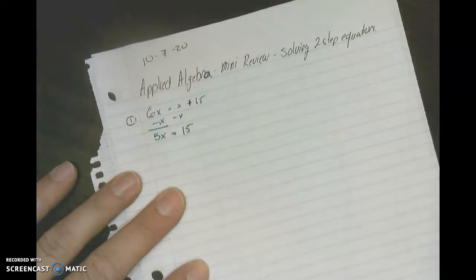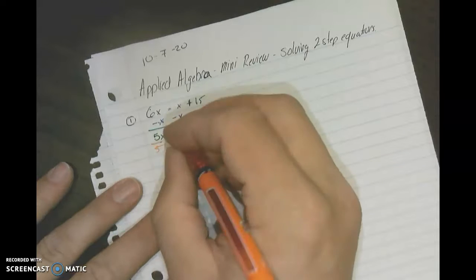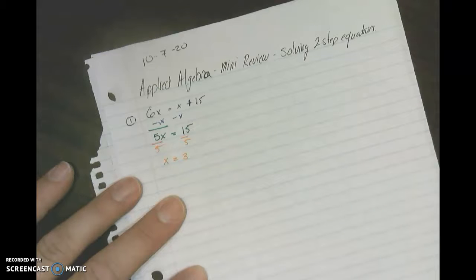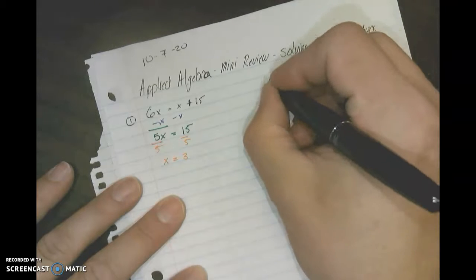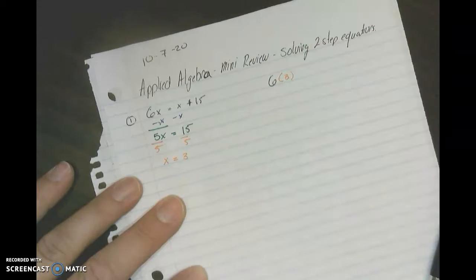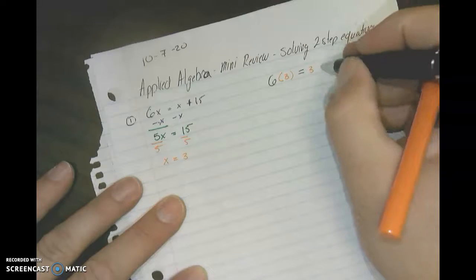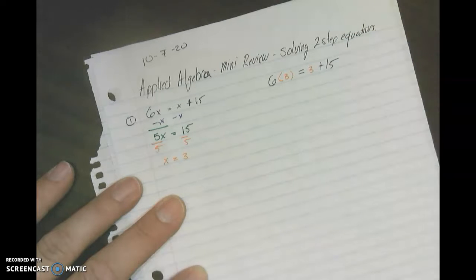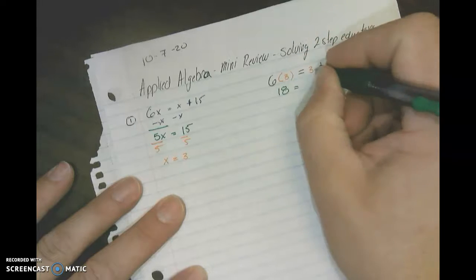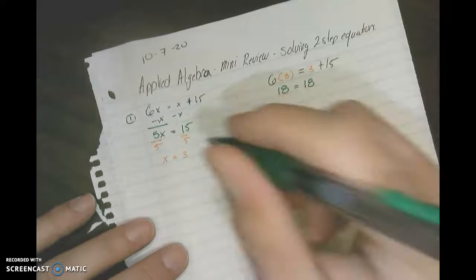And then all I'm going to do is divide both sides by that coefficient with the x so that x is equal to 3. And then to check it, I'm going to take down my equation. Anytime there's an x, I replace it with a 3. So then I'm going to go 6 times 3. Well, that's 18. 3 plus 15 is also 18. So I know that that answer is correct.